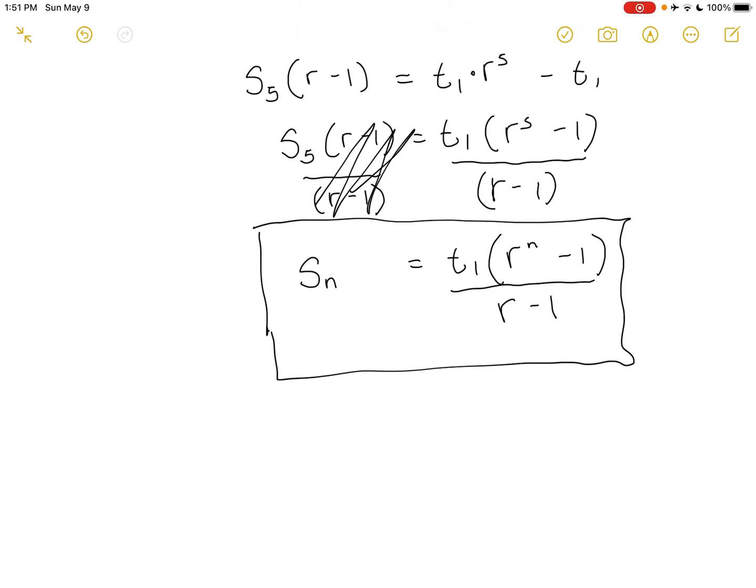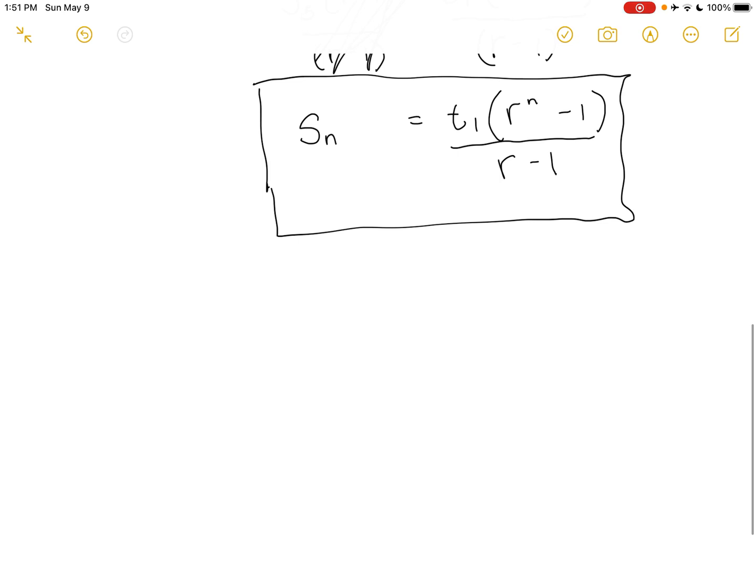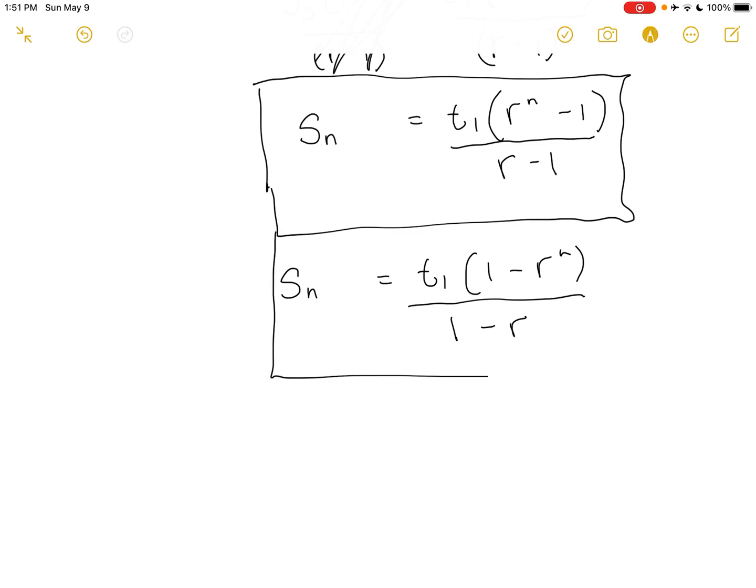Okay, now sometimes you'll see it written this way. Okay, and all that's happened there is that we've multiplied the numerator and the denominator by -1, right? Because the order of the terms in each switch. When you multiply by -1 over -1, you're just essentially multiplying the whole thing by 1. Okay, so you'll see both versions of this.